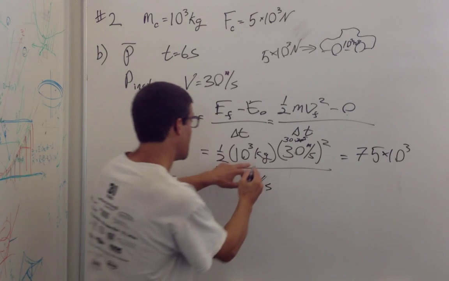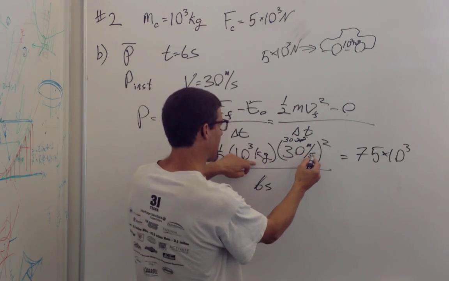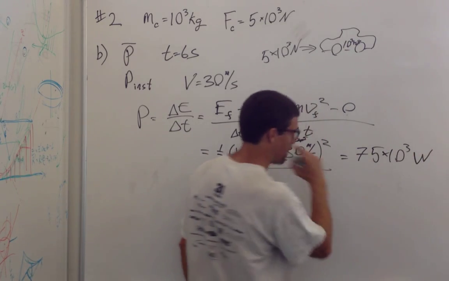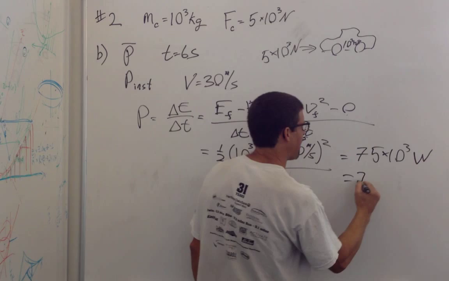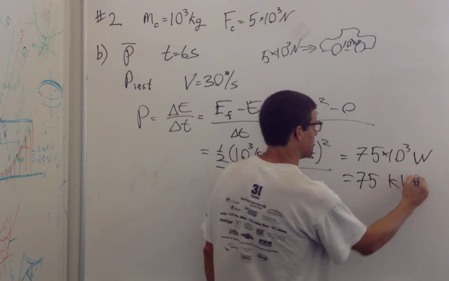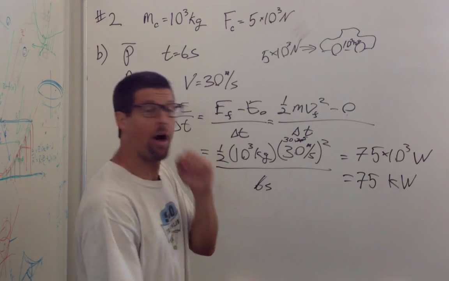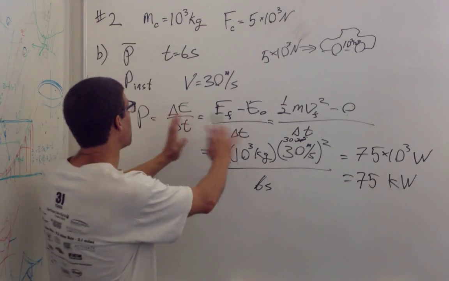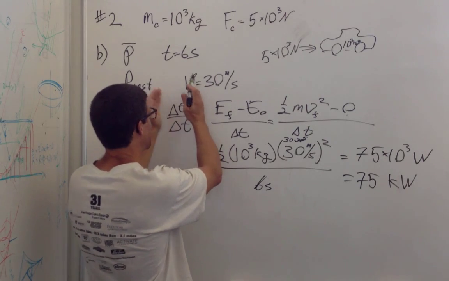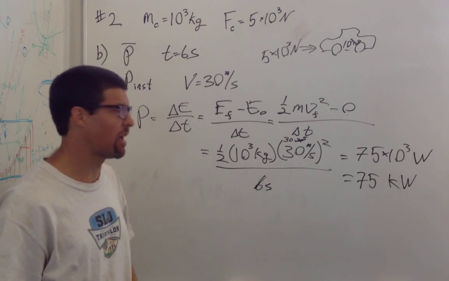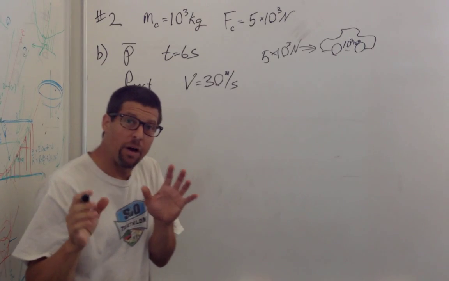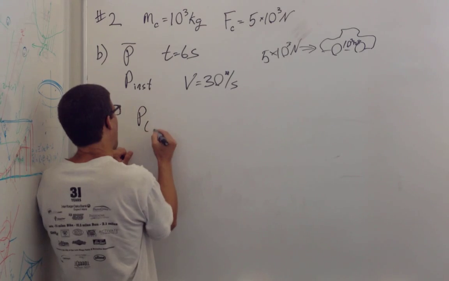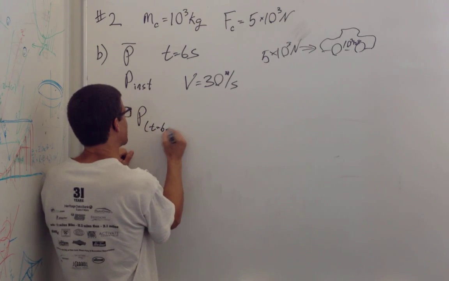Is it watts? Kilogram meters squared per second squared, because I square that. That's a joule per second, and a joule per second is a watt. So that's 75 kilowatts. Or, oh wow, 100 horsepower. So that's the average power put out over this whole 6 seconds, the total change in energy over the total change in time.